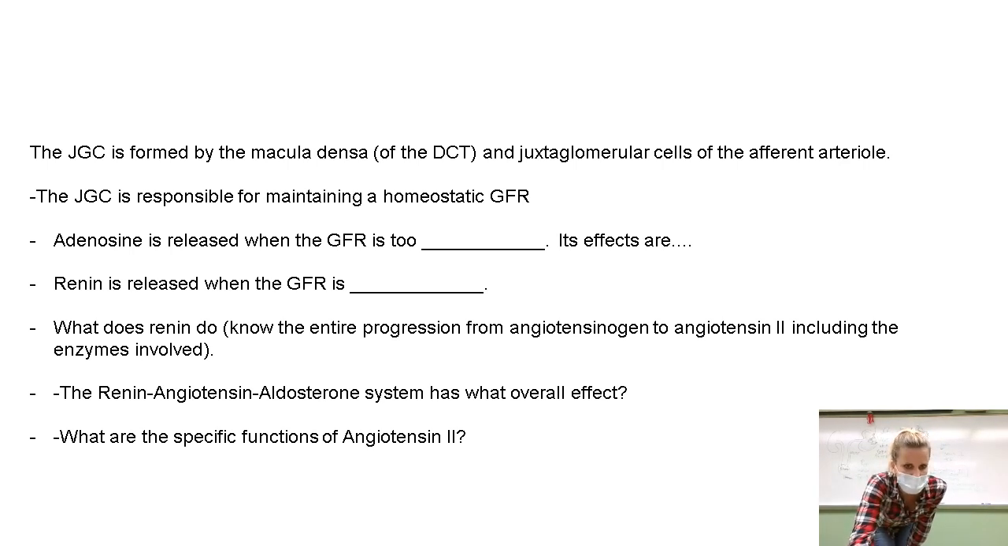What does renin do? Know the entire progression from angiotensinogen to angiotensin II, including the enzymes involved. We just talked about that. The renin-angiotensin-aldosterone system has what overall effect? We just talked about that, right? Increased blood volume and blood pressure. Functions of angiotensin II, just talked about that.